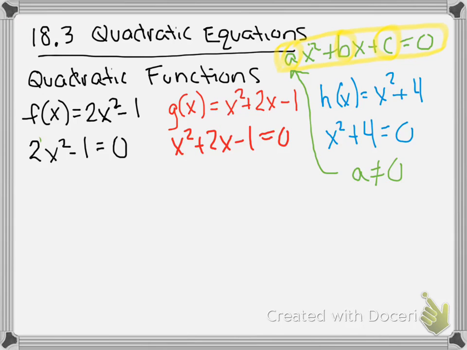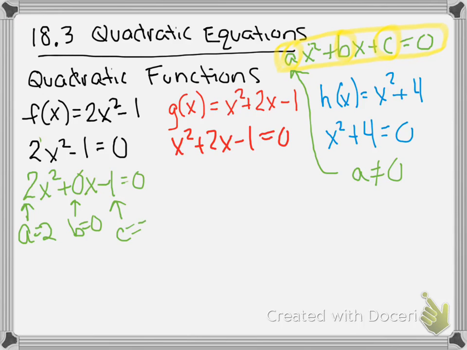So if you take a look at this first one, if I wrote this in that form, I have 2x squared plus 0x minus 1. Since I can write this in a quadratic equation format, the a is 2, the b is 0, and the c is negative 1. If I can do that, then that's a guarantee that it is a quadratic function.